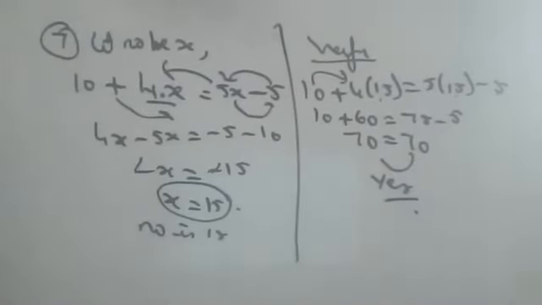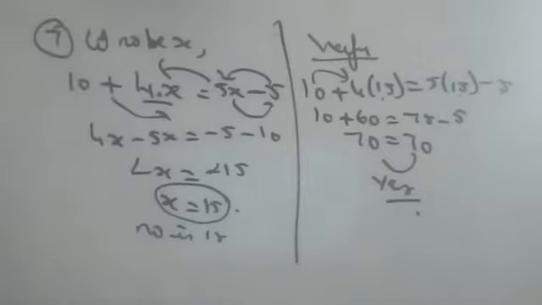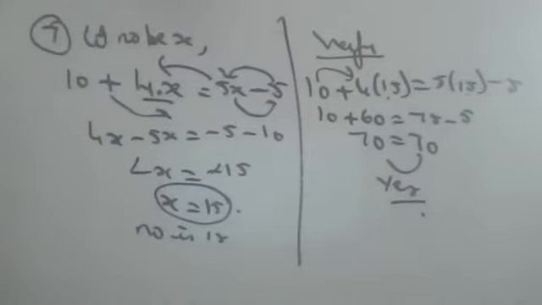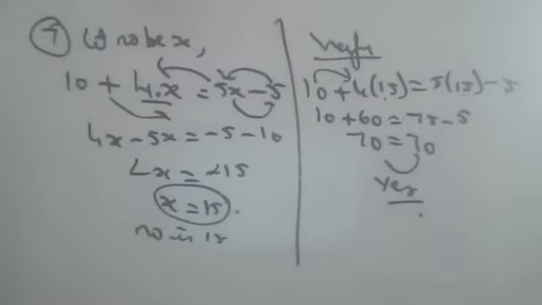10 more than 4 times the number is 5 less than 5 times the number. That is the condition. Please copy, children. Everyone should copy. No wasting time. Okay, children, next one. Eighth sum.